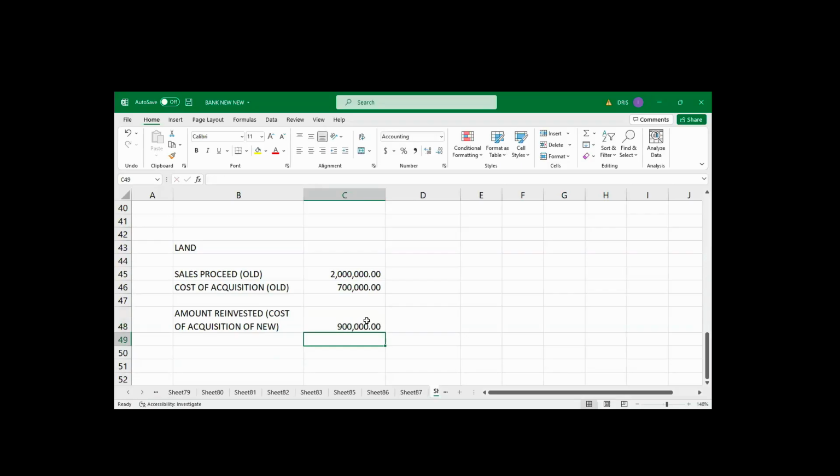So in this situation, the amount invested was 900,000. What type of rollover is this? This is partial. Any other idea?